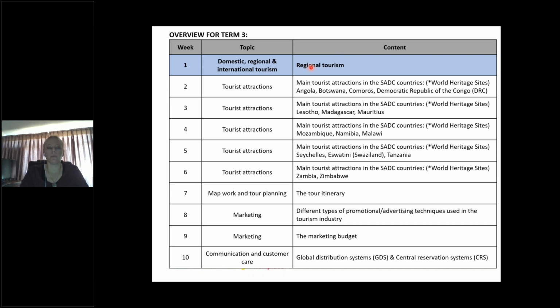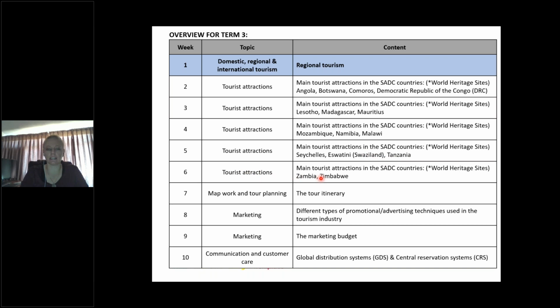In week 2, we're going to look at the specific SADC countries and what World Heritage sites we can find in these countries. So for week 2, we're going to look at Angola, Botswana, the Comores, Democratic Republic of the Congo, Lesotho, Madagascar, Mauritius. Week 4, we're going to look at Mozambique, Namibia, Malawi. Week 5, we're going to look at the Seychelles, Eswatini, which was previously known as Swaziland, and then Tanzania. And then week 6, we're going to look at Zambia and Zimbabwe.